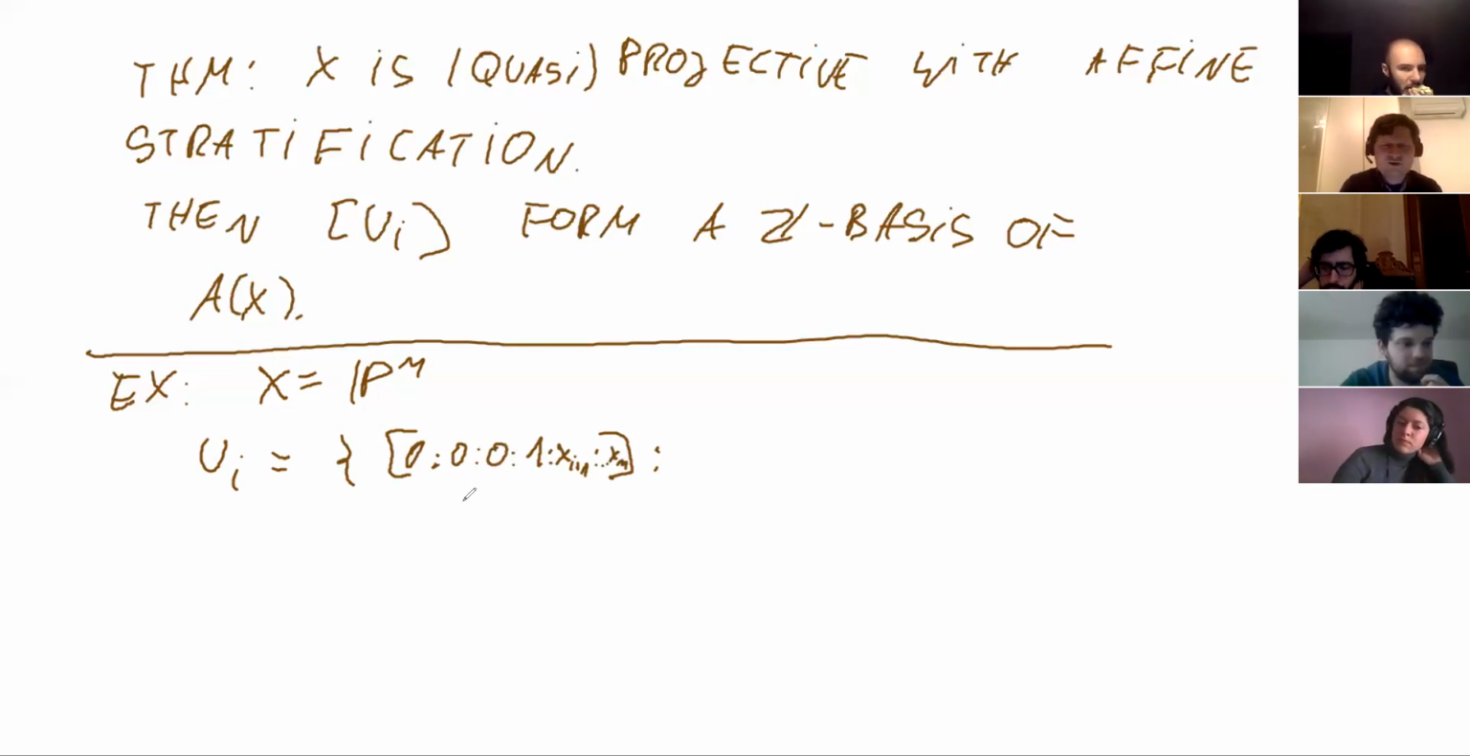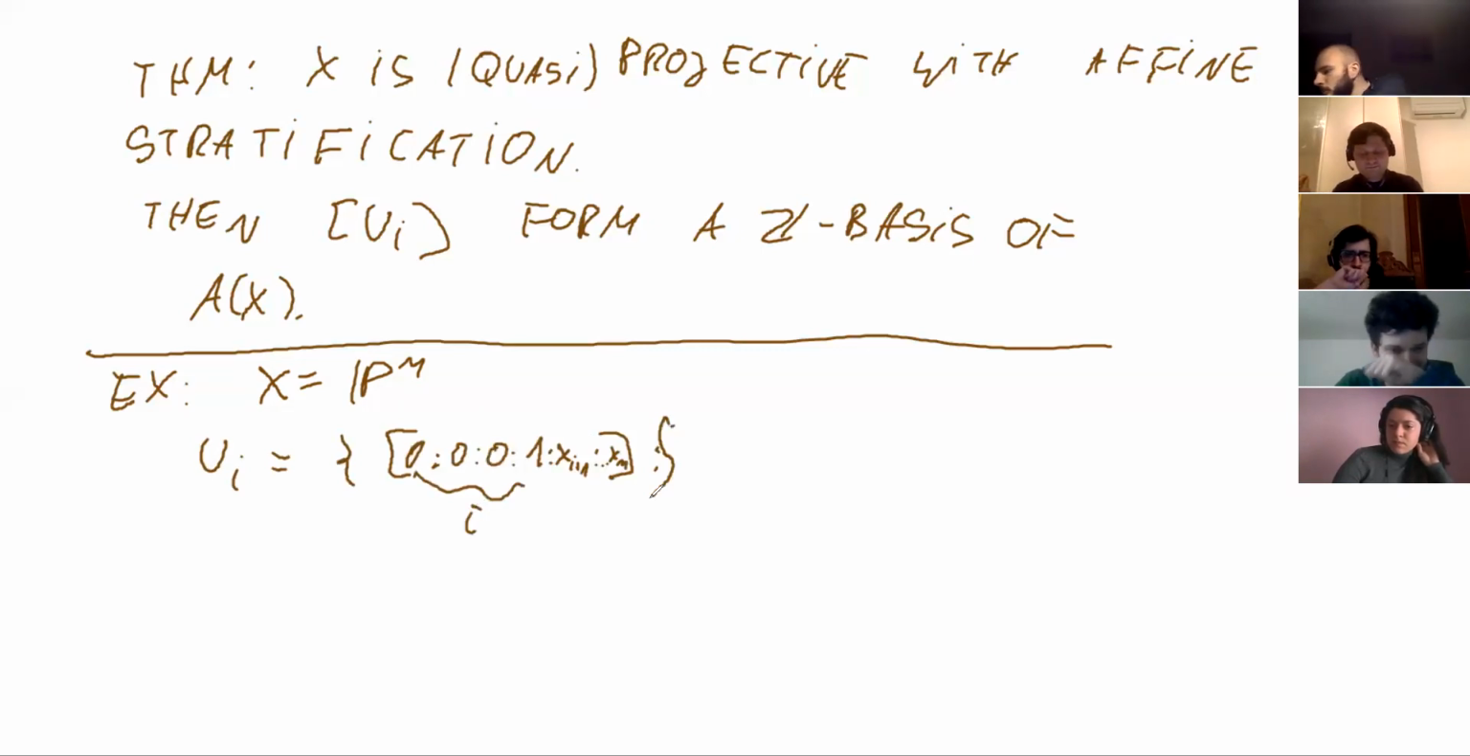And there are i of those zeros here. Okay, and this is an affine space because the x's are arbitrary. And the Ui provide a disjoint union: a disjoint union of Ui gives you X.